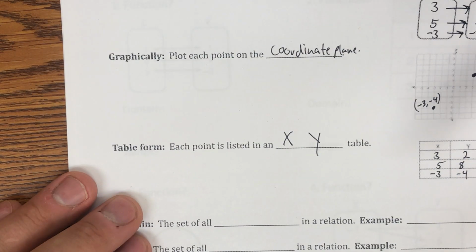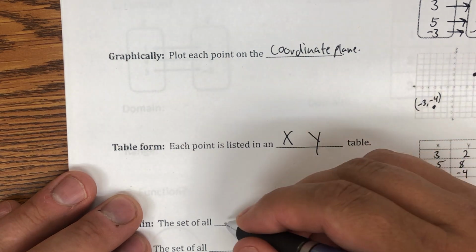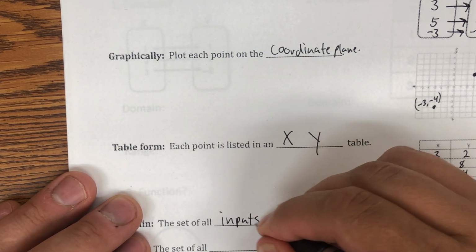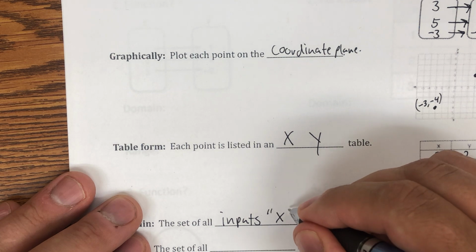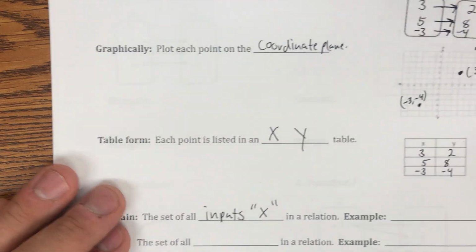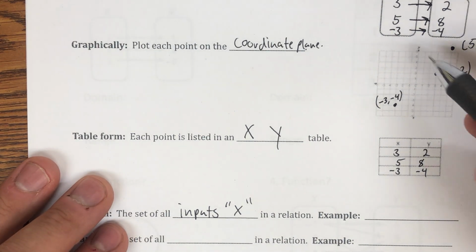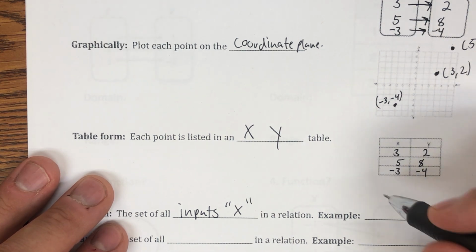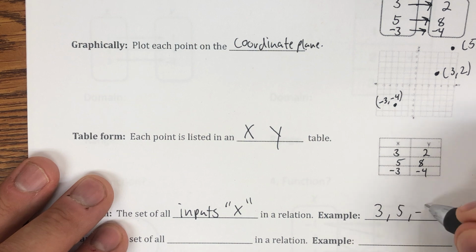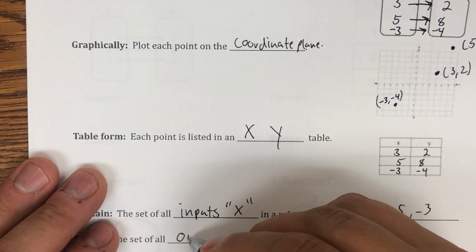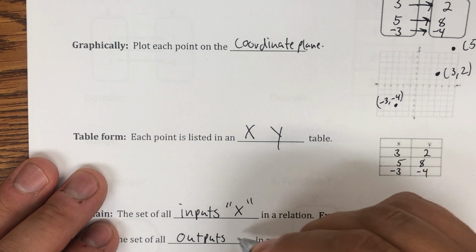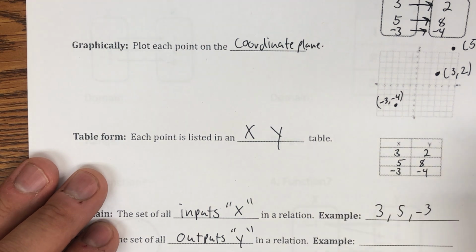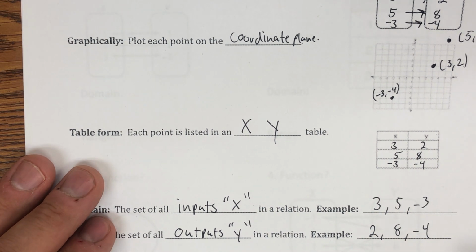The domain is the set of all inputs. Typically for us, the inputs are going to be the x values. The example of our domain of all of our x's for the numbers we've been working with are 3, 5, and -3. And the range is the set of all outputs. The outputs are typically going to be our y's. So in our case, we had 2, 8, and -4. Those are all of our y values that we had going on.